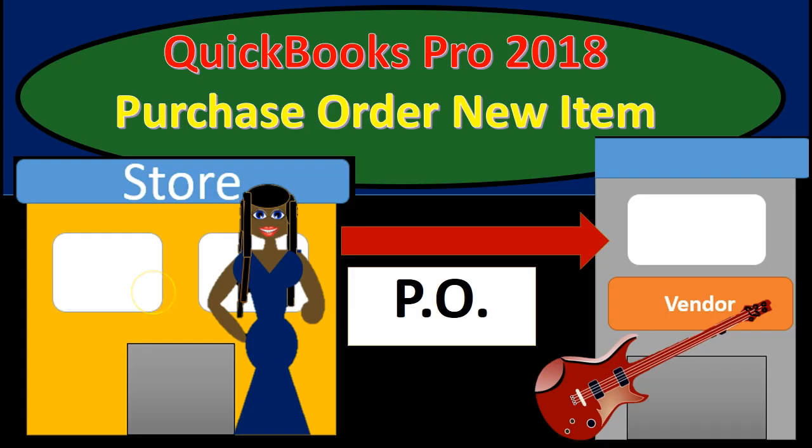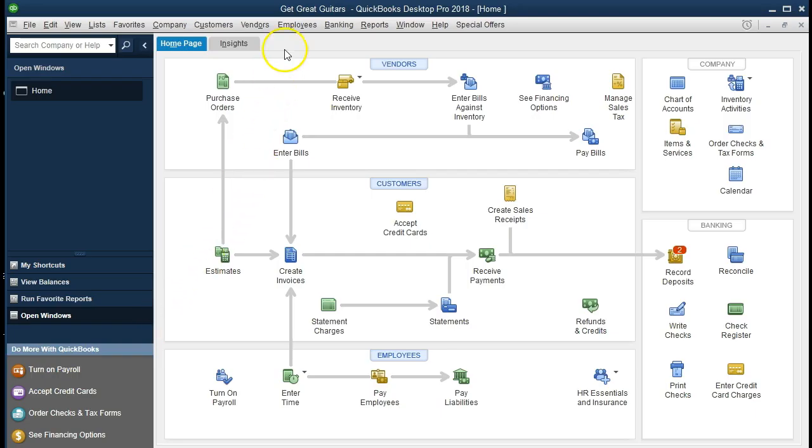Hello, in this presentation we will create a purchase order with a new item, adding a new inventory item, while creating the purchase order within QuickBooks Pro 2018. If you've been following along with us, we're going to continue with the Get Great Guitars problem. If not, that is okay. We will be creating a purchase order, and as we create the purchase order, we will be adding a new item and a new customer in that process.